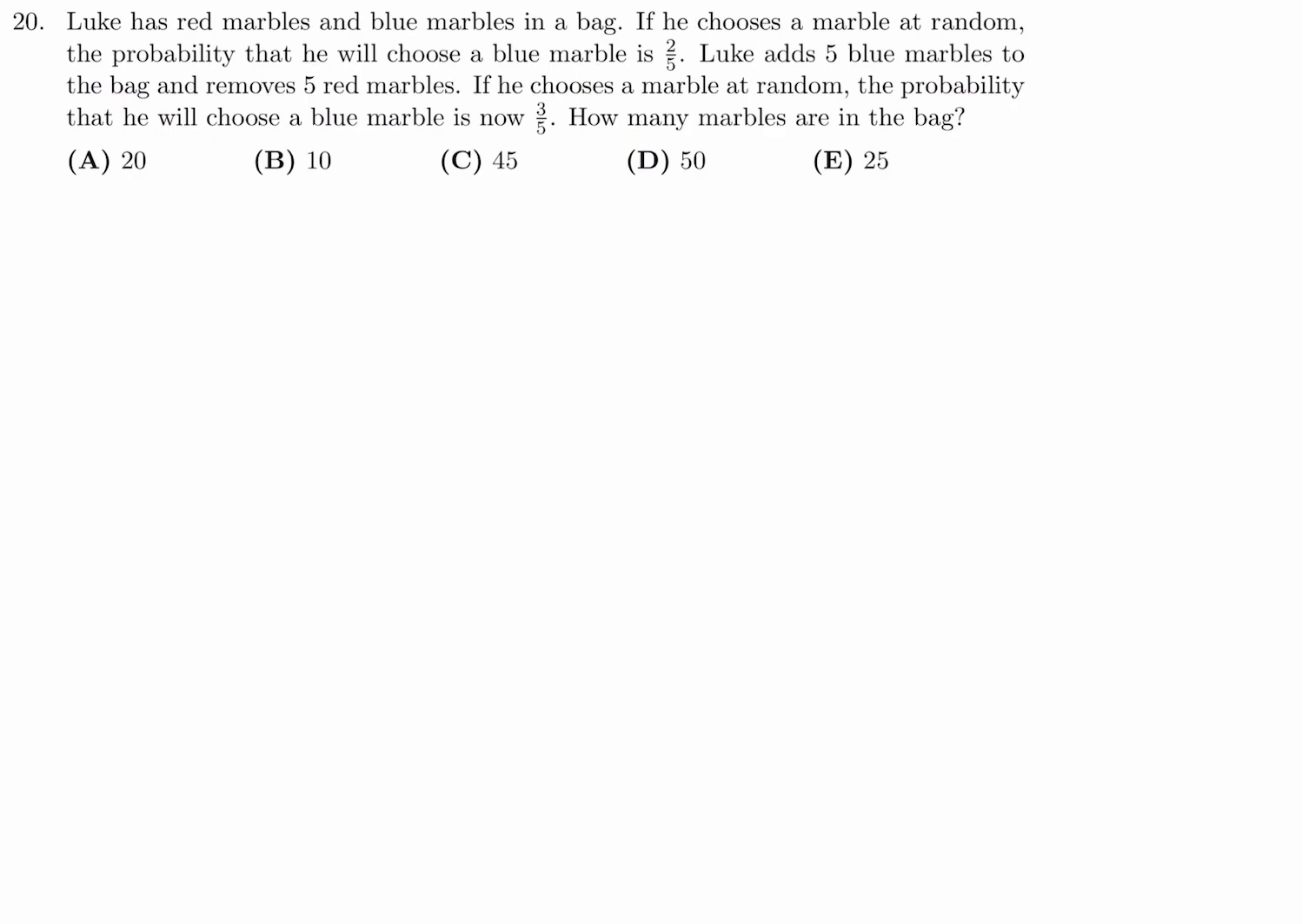Luke has red marbles and blue marbles in a bag. If he chooses a marble at random, the probability that he will choose a blue marble is 2 over 5. Luke adds 5 blue marbles to the bag and removes 5 red marbles. If he chooses a marble at random, the probability that he will choose a blue marble is now 3 over 5. How many marbles are in the bag?